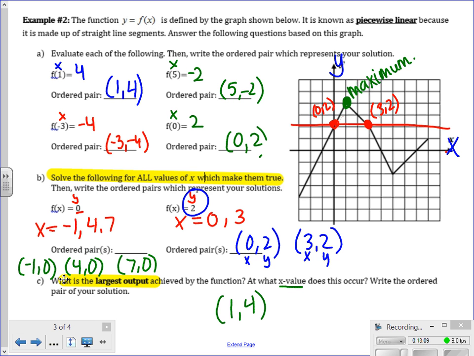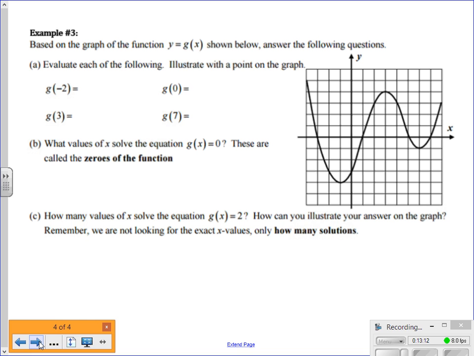All right, one more problem here. Example 3. I have the function g of x shown below. We're going to do the same thing. We're going to evaluate points on this graph. g of -2. -2 is an x value. So just like the last example, I go to where x is -2, and I go down to the graph. It turns out that that point at x of -2 gives me an output of -3. Okay, so x is my -2, y was -3.